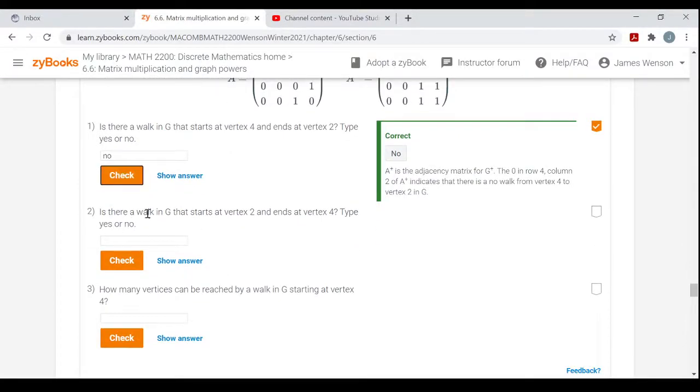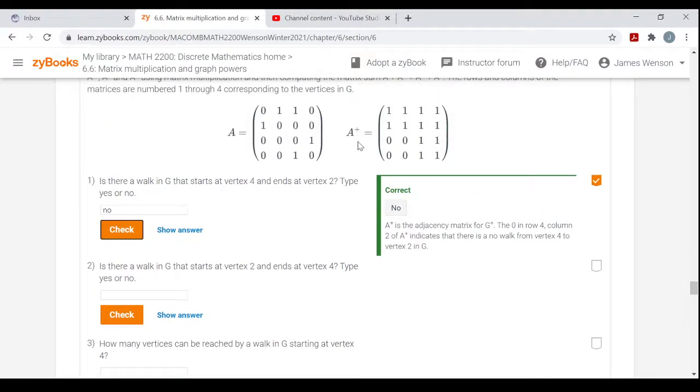Is there a walk in G? Any walk? So again, we're looking at A plus, the transitive closure matrix. Is there any walk in G that starts at vertex 2 and ends at vertex 4? So that's row 2, column 4. Yes. See, row 2, column 4, there's a 1 in the A plus. That means there's some walk from vertex 2 to vertex 4.